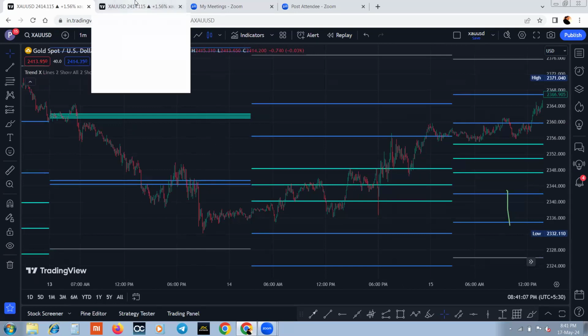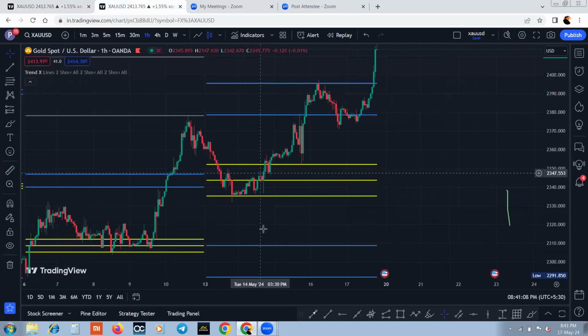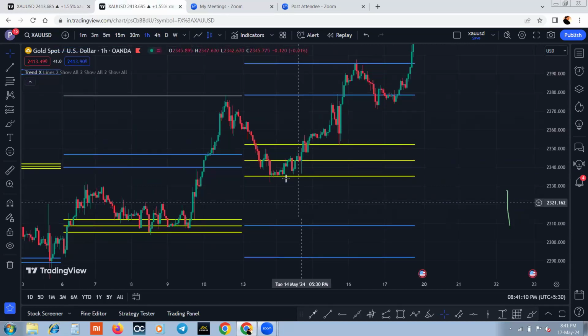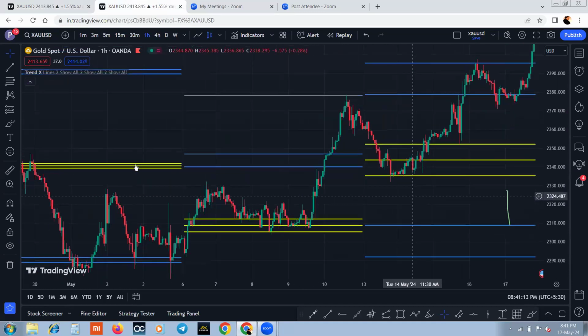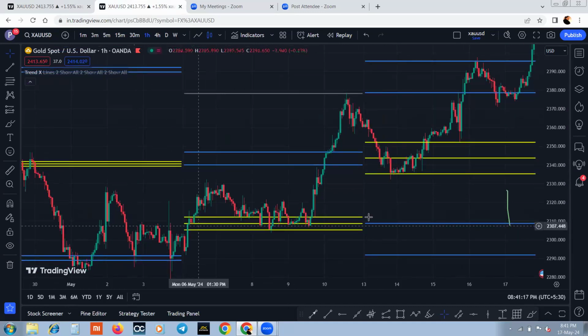See, we have 2 to 3 TrendX lines. You can see this one is very narrow, correct, and this is also narrow, and this is wide.